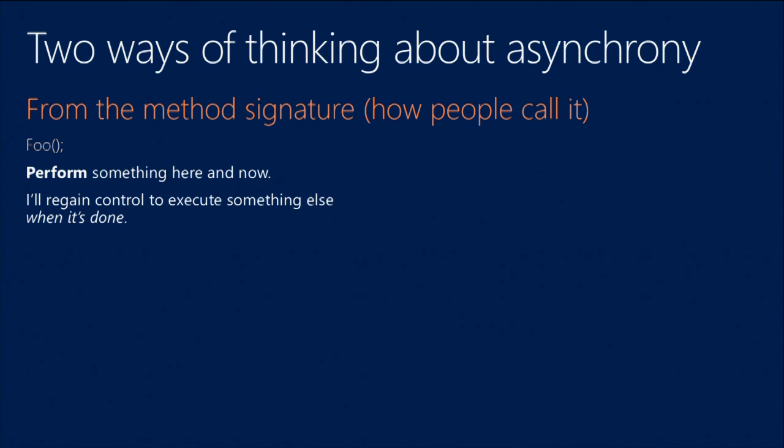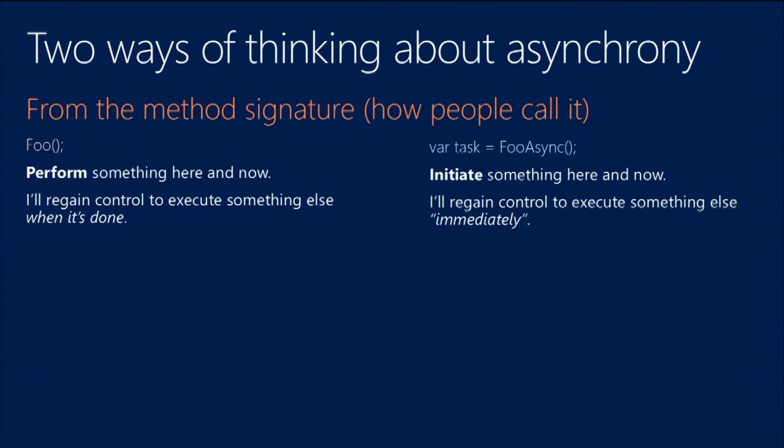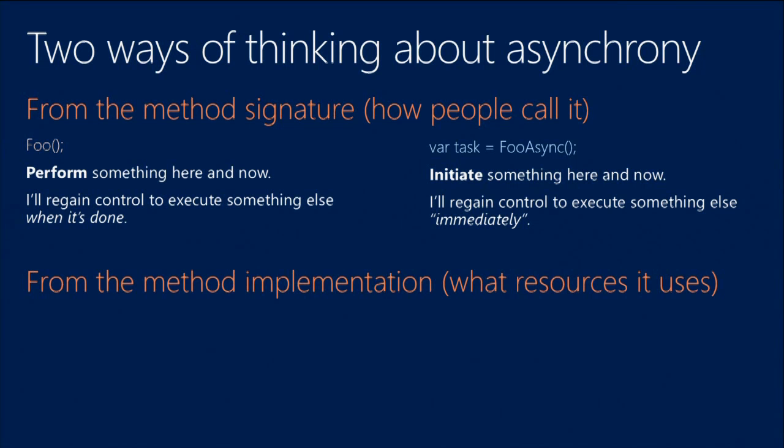The first way of thinking about it is just from the signature. Like, if I invoke a method foo, my expectation is that it's going to perform something here and now on the current thread, and it won't return till it's finished. If I invoke something using var task = FooAsync(), I expect that I'm initiating something here and now. I expect that I will regain control immediately to execute somewhere else. So that's what I understand by async by looking at the signature.